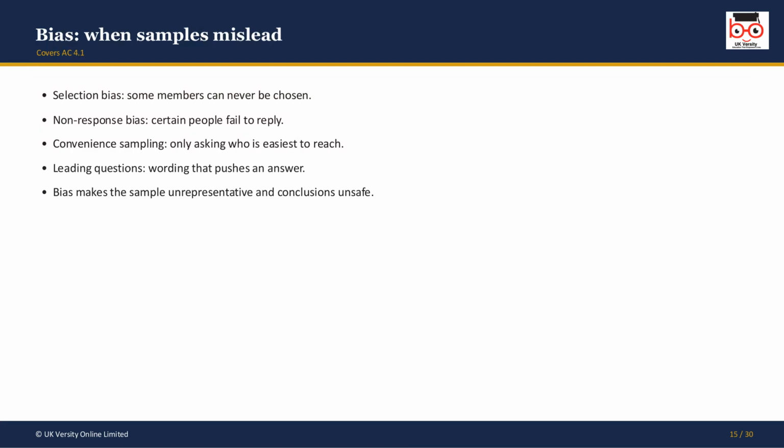Bias is what makes samples mislead, and it wears several disguises. Selection bias is when some members can never be chosen in the first place. Non-response bias is when certain people simply fail to reply. Convenience sampling means only asking whoever's easiest to reach, and leading questions use wording that nudges people towards a particular answer. Any of these makes a sample unrepresentative and leaves your conclusions unsafe.